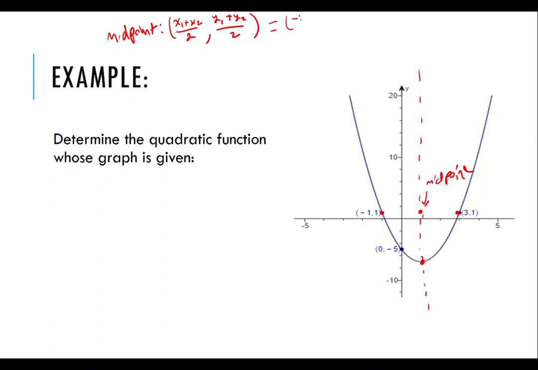That's going to be negative 1 plus 3 divided by 2, and 1 plus 1 divided by 2. But that's going to give us 2 divided by 2, or 1. And 1 plus 1 is 2 divided by 2 is 1. So my midpoint here is the value (1, 1). Now the beauty of this is that now I actually know the x-coordinate of my vertex. It's 1. It's not perfect, but we're on our way.